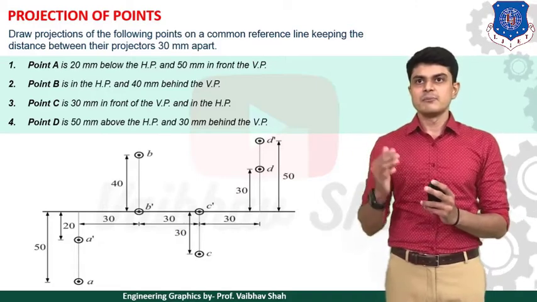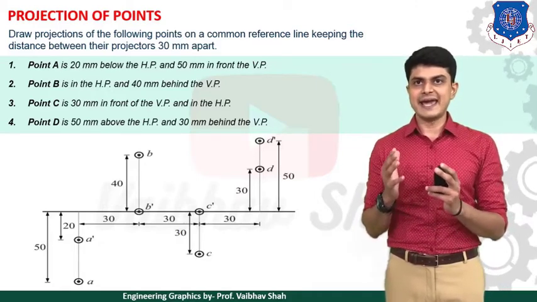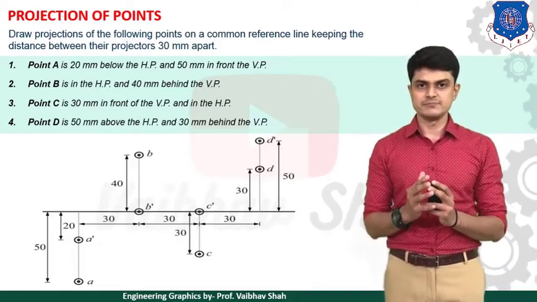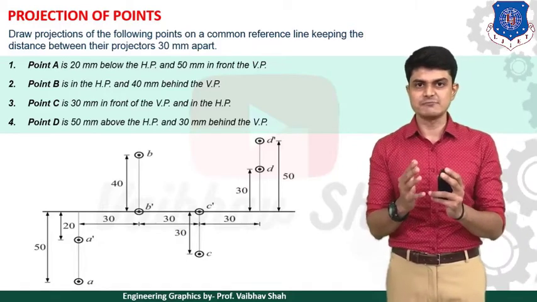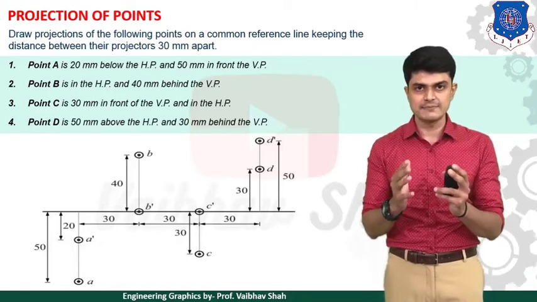Next, point B is in HP and 40 mm behind VP. So point B is in HP. In HP means on HP, both are the same.